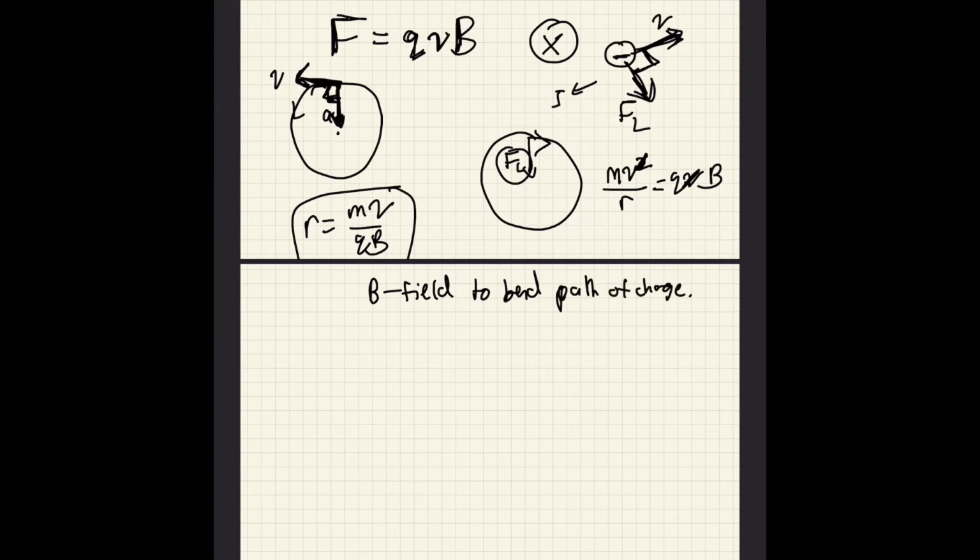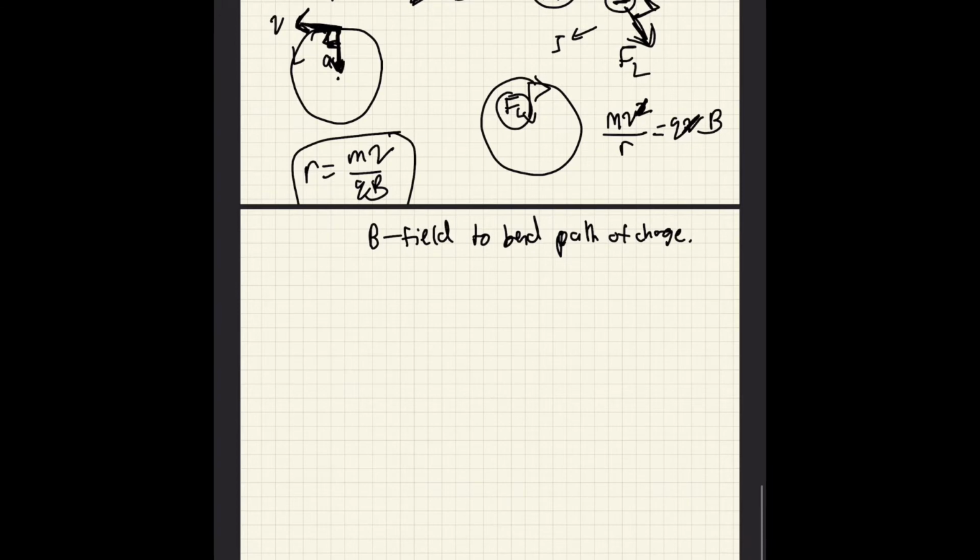So that's the principle behind the cyclotron. You use the magnetic field to bend it. But you still want to accelerate it often. You still want to give it energy. So how do we do that? That's why we have two electrodes, we call them 2 Ds. Okay? And we connect them to a power supply.